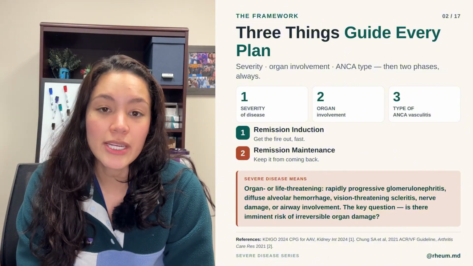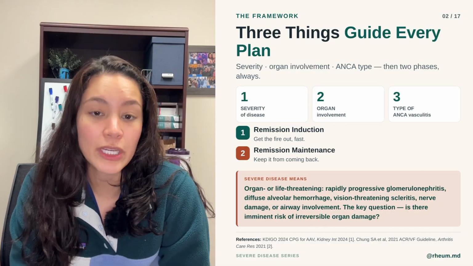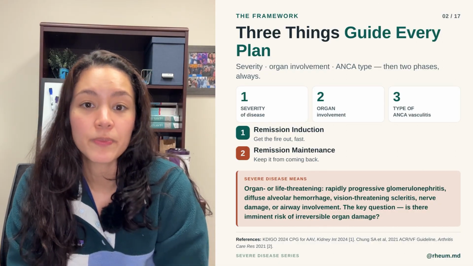The key question is: is there imminent risk of irreversible organ damage? Severe disease requires more aggressive interventions like IV steroids, rituximab, cyclophosphamide, and we do not delay treatment waiting for the biopsy in people who are rapidly deteriorating.